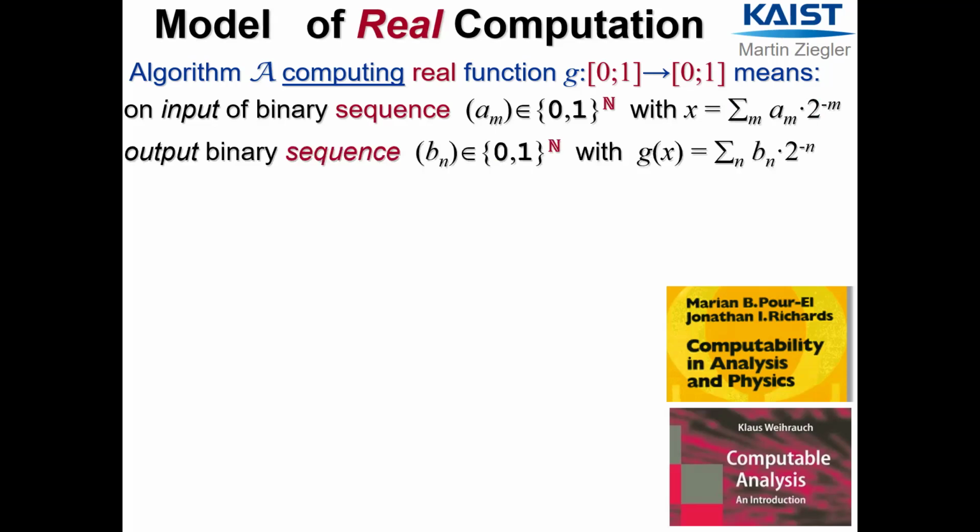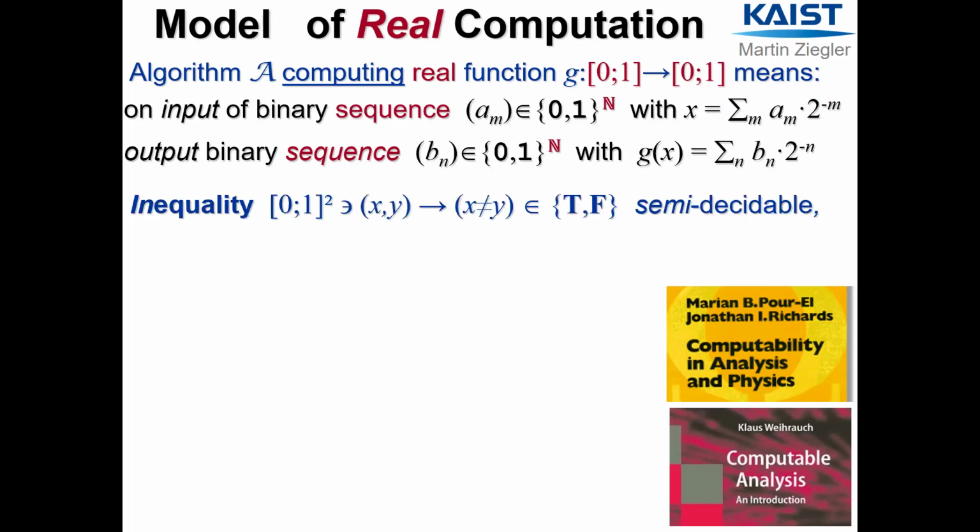This is what Turing actually proposed in his famous 1936 paper, but he soon realized that this is not a good definition, and then he published a correction a few months later. One first thing to notice about this definition is that equality is undecidable, inequality is semi-decidable, so we just keep comparing the two strings, and once they differ, then we know that the real numbers differ.